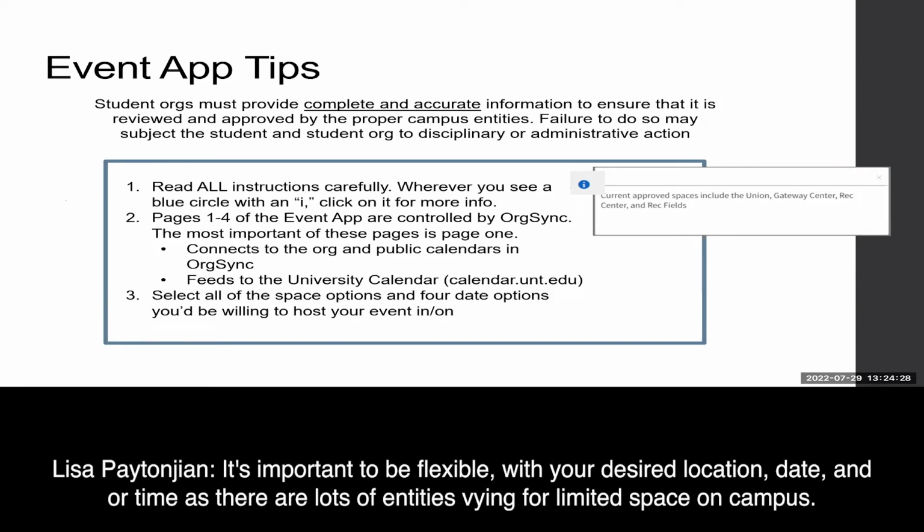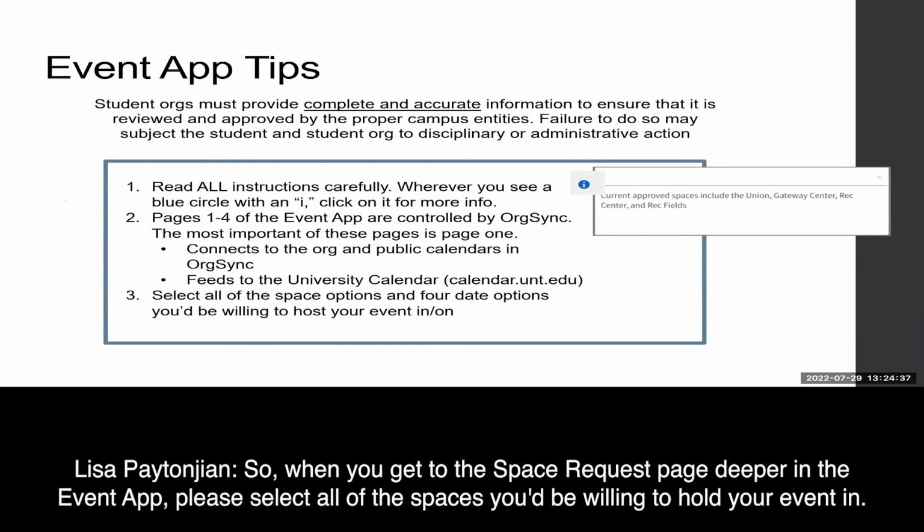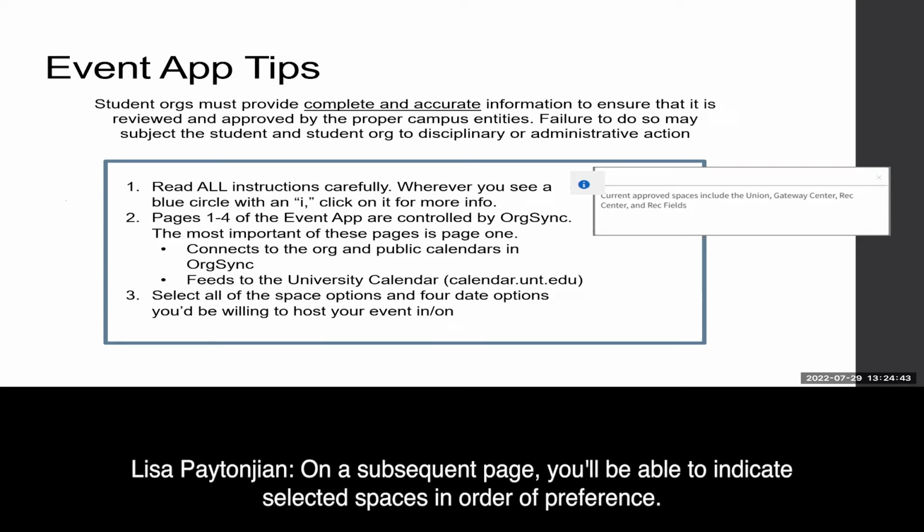It's important to be flexible with your desired location, date, and/or time, as there are lots of entities vying for limited space on campus. So when you get to the space request page deeper in the event app, please select all of the spaces you'd be willing to hold your event in. On a subsequent page, you'll be able to indicate selected spaces in order of preference.